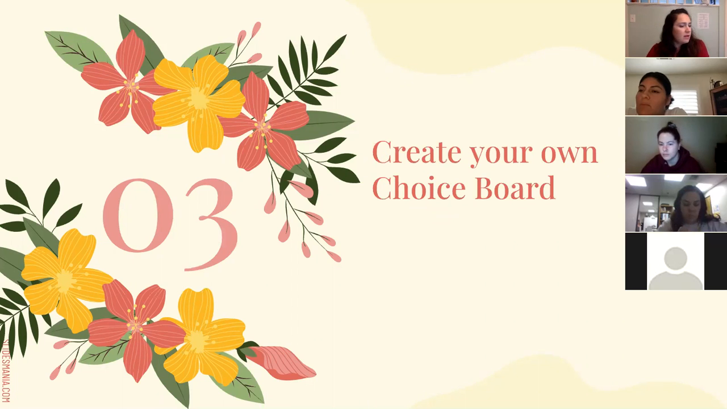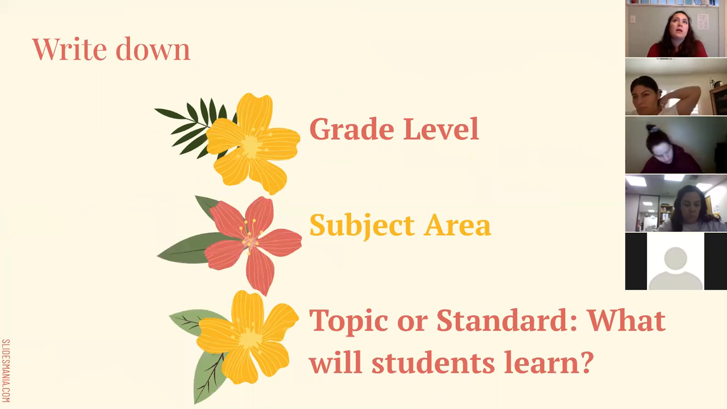All right, so we're gonna make our choice board now. So grab a piece of paper or scratch paper, something to write on. So the first thing you have to figure out is who are these kiddos you're trying to help, right? Who's gonna be doing the learning? So pick a grade level.